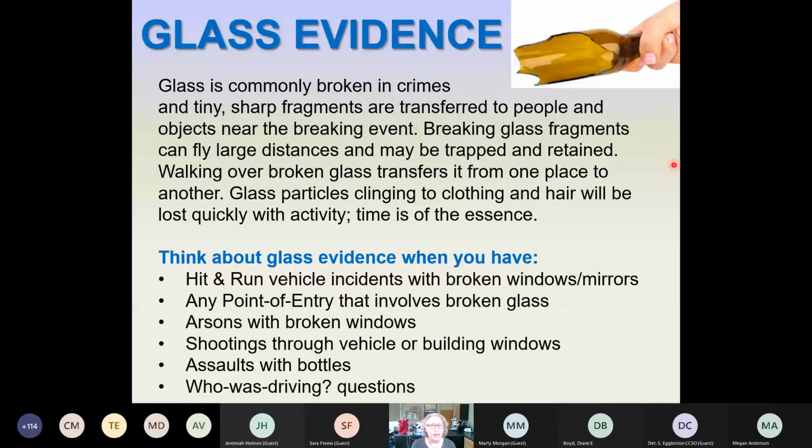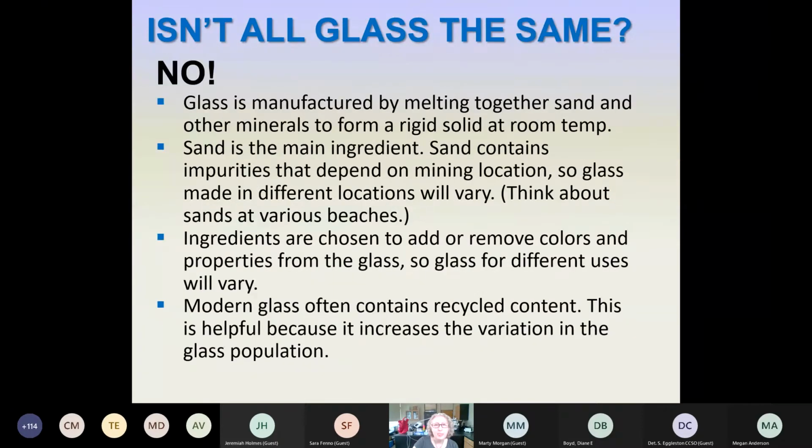The other point I didn't add to this slide, but it's becoming increasingly a possibility for glass evidence, is smartphone or PED, personal electronic device glass, whether that's laptops or smartphones. Obviously, we're all carrying these bits of glass around in our pockets and purses all the time, and they are quite often broken in violent events. So consider that as well.